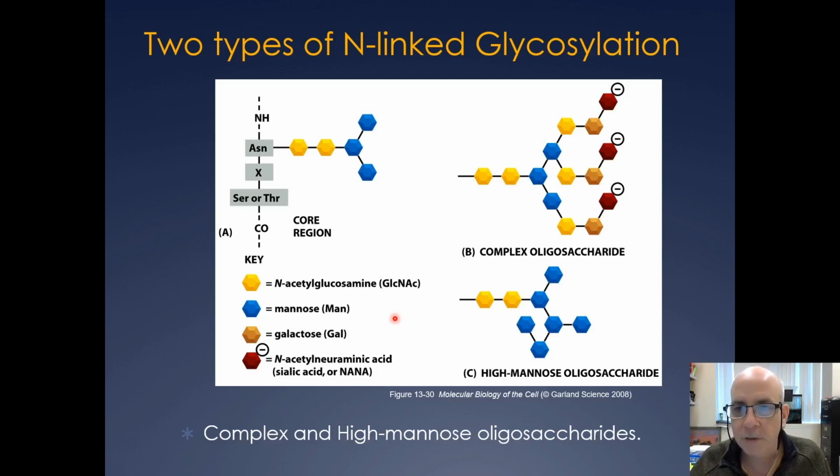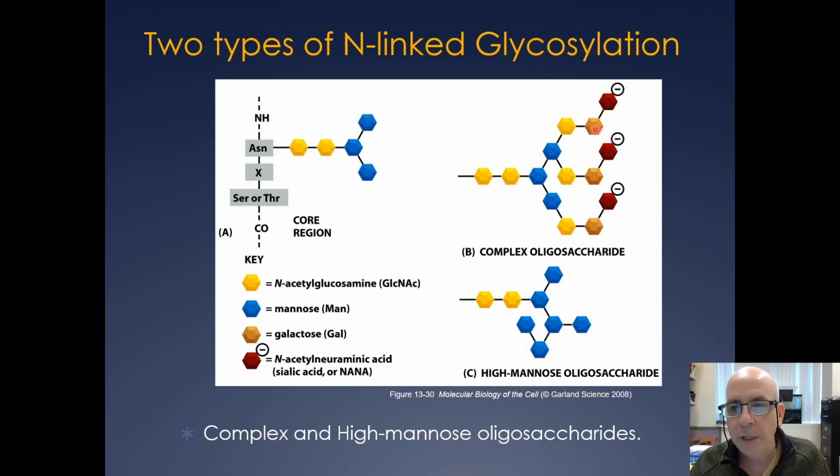Okay, so glycosylation and the modifications of glycosylation that's happening, you actually have a couple different types of glycosylation. There's two types of N-linked glycosylation. You can have a complex oligosaccharide, and here are the different sugars. N-acetylneuraminic acid is red. Galactose is sort of orange here. Mannose blue, and then N-acetylglucosamine or GlcNAc is in yellow here.